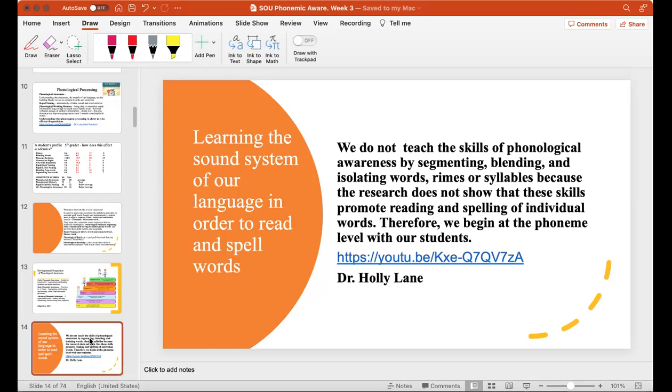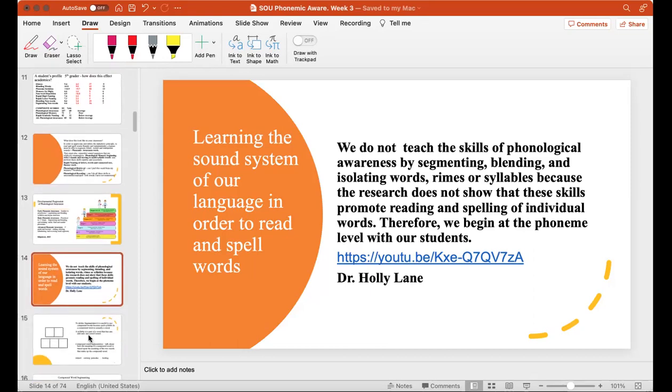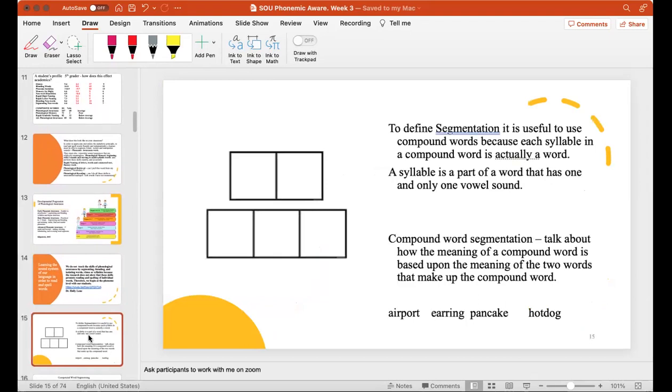And so in kindergarten, in that program, you begin with sounds. You don't begin with syllables, you don't begin with words. And that's what I'm going to encourage you to do, is to work with your students with individual sounds in words. So here's the first skill in phonemic awareness that we're going to work with.